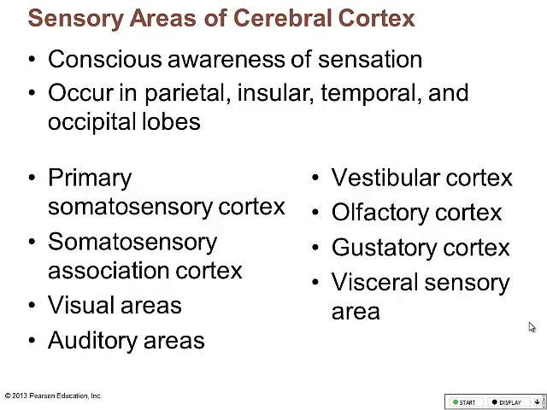We've got visual areas, we've got auditory areas. We've got something called a vestibular cortex, an olfactory cortex, a gustatory cortex. What are those? Well, vestibular is for what? Balance. Olfactory, smell. Gustatory, taste. So all of those different areas process that information. Those things attract us to things that are going to help maintain homeostasis.